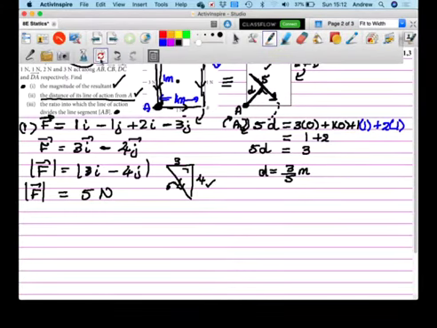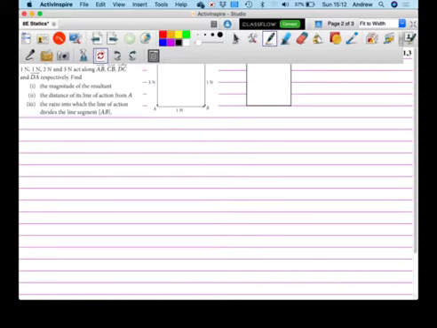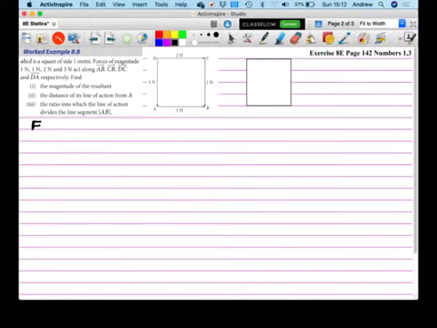So I'm going to reset the page. I'm going to remind us what we've already achieved, and what we've already achieved is that we know that F, the magnitude of F, was equal to 5. We know that the magnitude of F is 5, and it's on this diagram. And the ratio in which this line of action of the force divides the line segment AB.